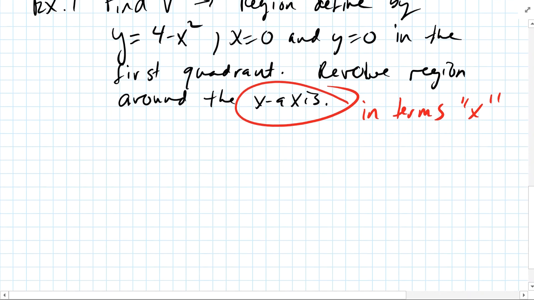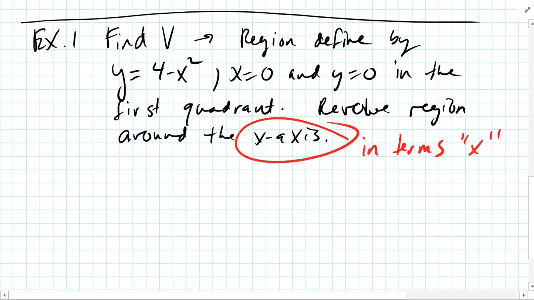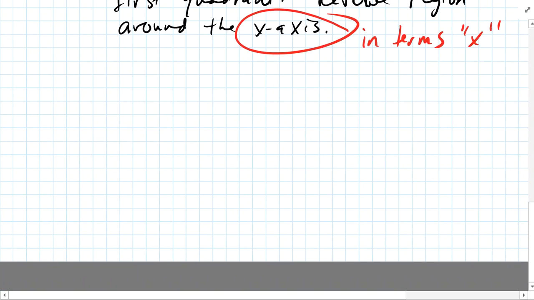Okay, let's sketch this thing. Does everybody have the problem written down? All you need to write down is region is y equals 4 minus x squared, x equals 0, y equals 0 in first quadrant, and x-axis is the axis of rotation. Let's sketch it and then we'll do the work on the other page.